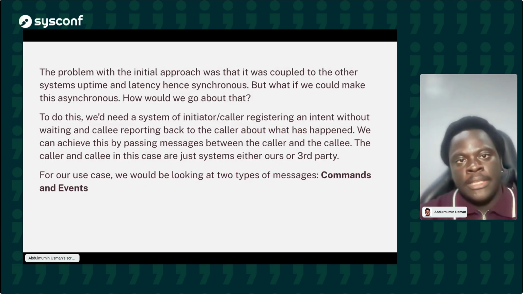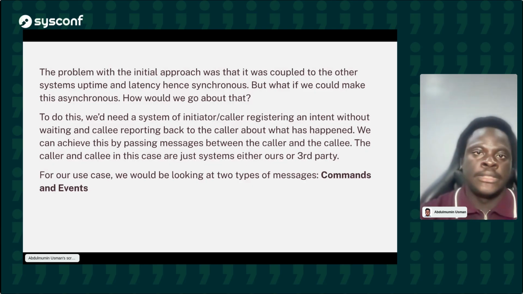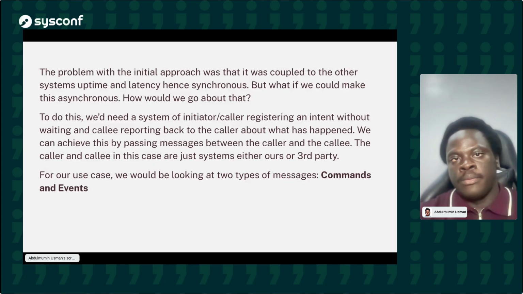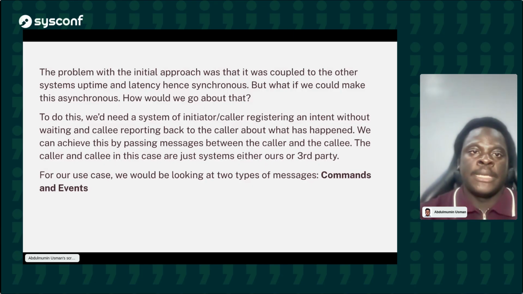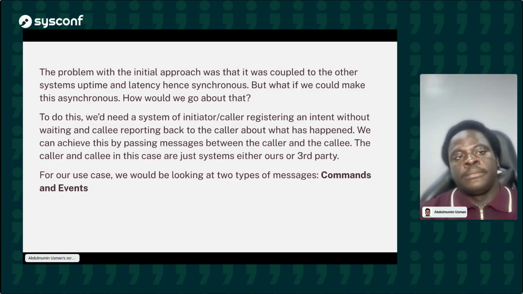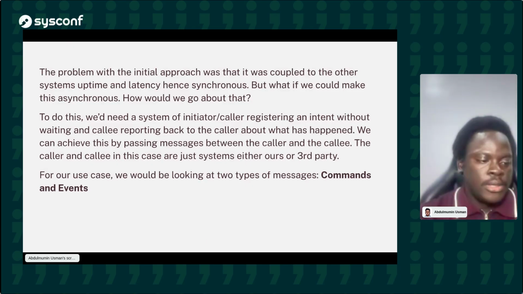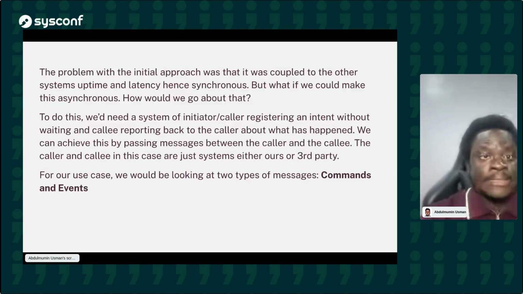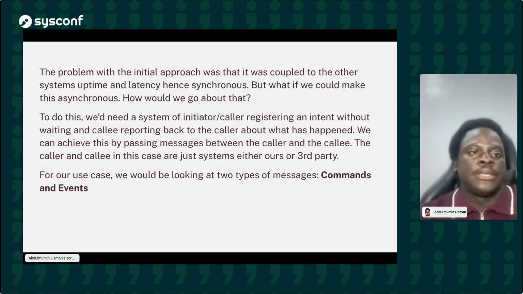So the problem with the initial approach, as we discussed, is it's coupled. Both systems have to be up and running. So it's coupled to the other systems' uptime and latency, which makes it synchronous. So what if we could make this asynchronous instead? How do we go about it?